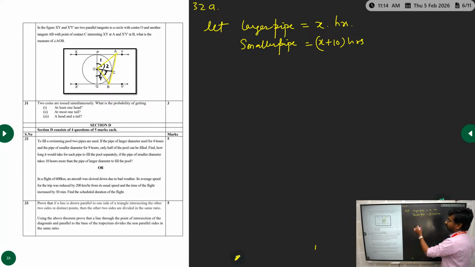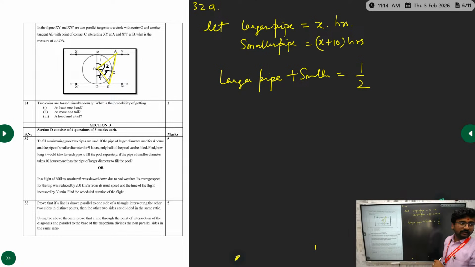Now together they are filling. According to the question, larger pipe plus smaller pipe is equal to how much of the swimming pool is filled? Half is filled. When both the pipes are connected to the swimming pool, half is filled. So larger pipe plus smaller pipe is equal to half. To fill this half, the larger pipe took how much time? 4 hours. Smaller pipe? 9. Individually they are asking.